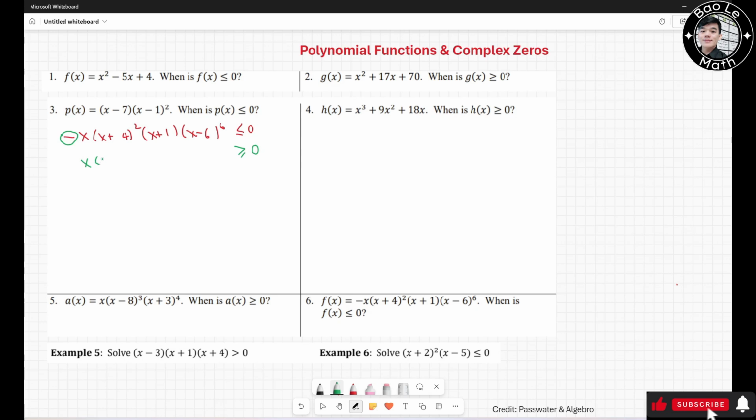So s times (s plus 4) squared times (s plus 1) times (s minus 6) squared, right? And then we need to find the zeros of this one. So we have the first zero, s equal to 0, right?